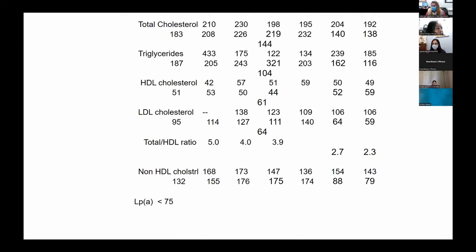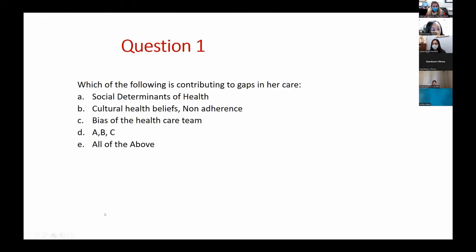Then after discussion with her, we're saying to her, well, you know what? You're not at optimal medical treatment. So again, this is a very quick case, and I quickly want to find out from you guys, because you see this in clinic all the time: what do you think is contributing to the gaps in her care? Is it social determinants of health, cultural beliefs, bias of the healthcare team? Which one? Or is it A and B?